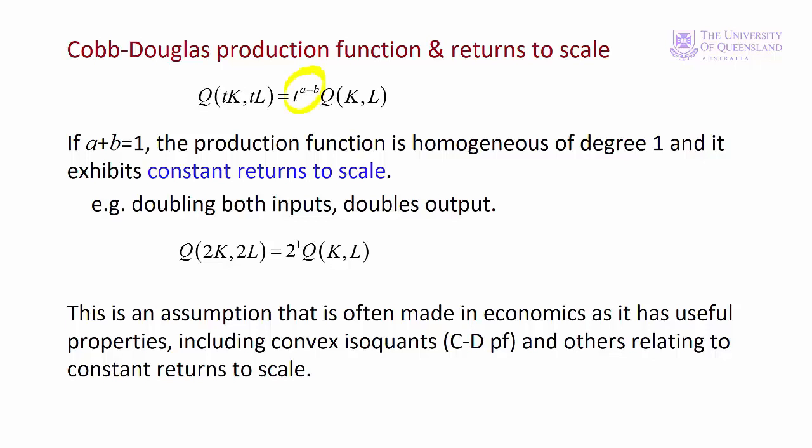Now, if a plus b is equal to 1, then the function is homogeneous of degree 1. If that's the case, then the production function exhibits constant returns to scale. For example, as we saw, doubling both the inputs doubles the output. Tripling the inputs will triple the output. Now, constant returns to scale is an assumption that's often made in economics, as it has many useful properties.